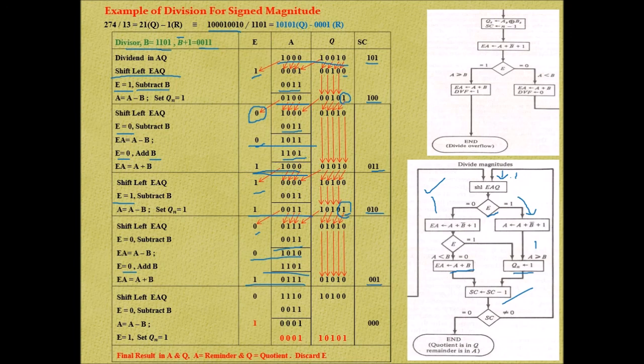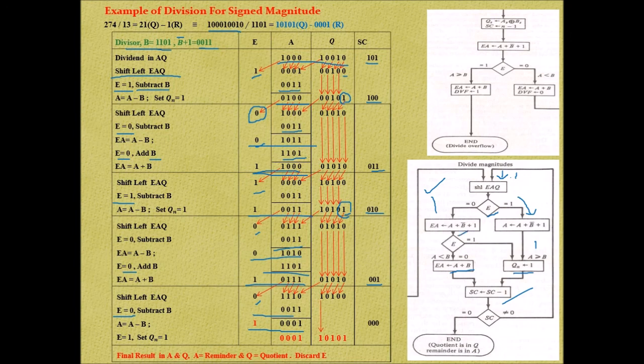Here also it is not equal to 0. Then again we will start from the very beginning. First we have to left shift. We have left shifted all the bits. Now we have to check the value of E. The value of E here is equal to 0. So subtraction of B. Subtraction of B is performed here, and the result is stored in EA. That means up to this operation is performed.